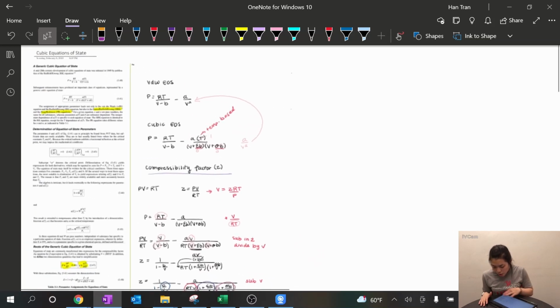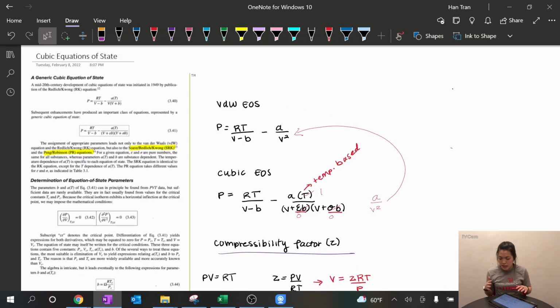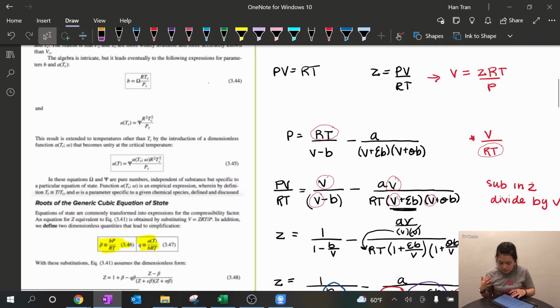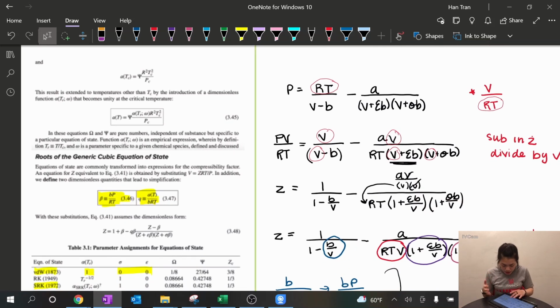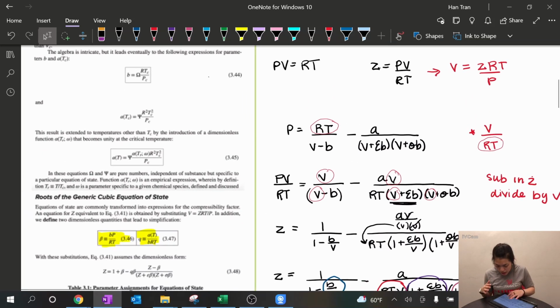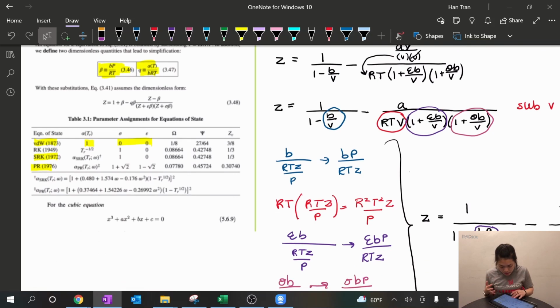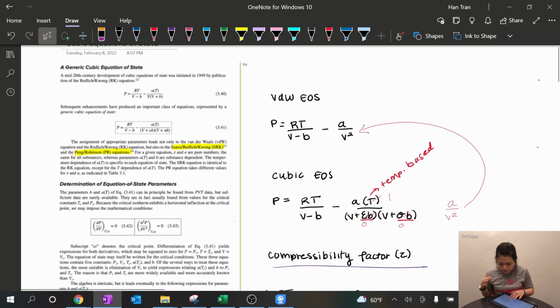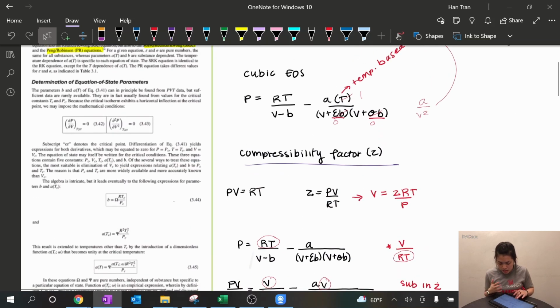So to start, we have this text here that lays out the generic cubic equation of state. It goes through the different equations. It also defines constants such as beta and Q and B and A, epsilon and sigma. And it goes through and explains everything. It talks about the parameters, talks about the constants.